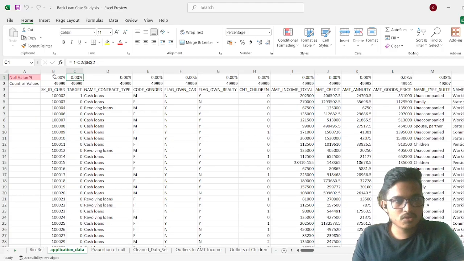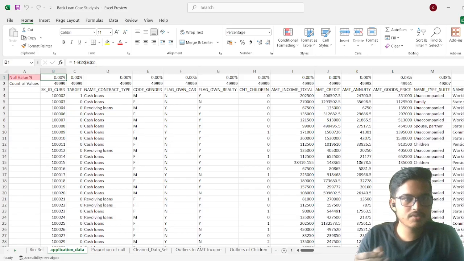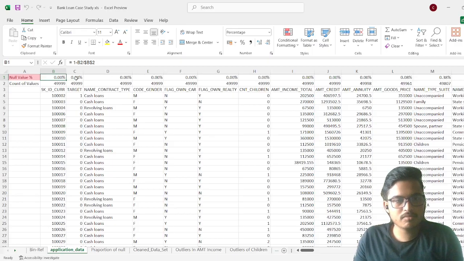For making the percentage of null values, we have used 1 minus B2 and then fixed the column, that is B2. This Excel formula will give us the percentage of the null value.